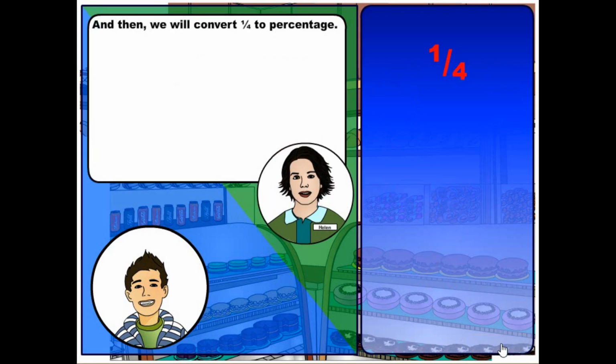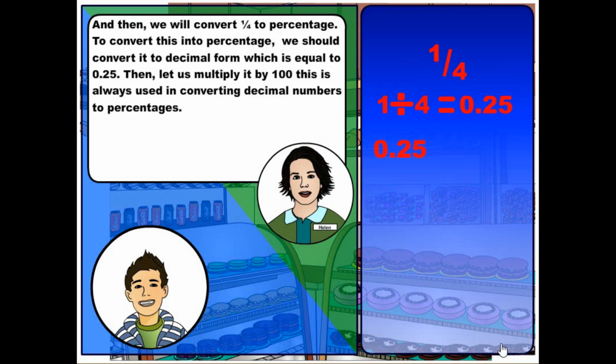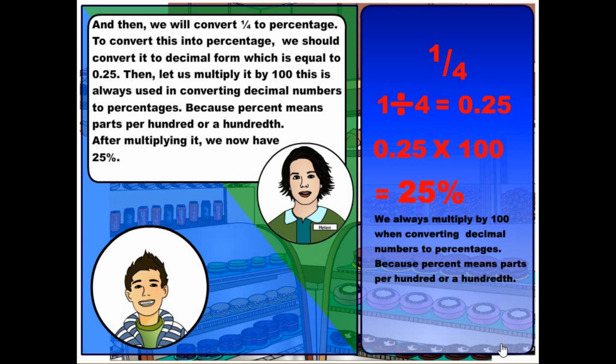And then, we will convert 1/4 to percentage. To convert this into percentage, we should convert it to decimal form, which is equal to 0.25. Then, let us multiply it by 100. This is always used in converting decimal numbers to percentages, because percent means parts per hundred or a hundredth. After multiplying it, we now have 25%. This is the percentage of the slice sold.